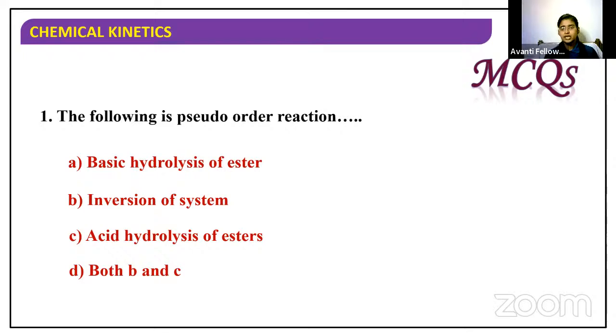So many of you are giving option B and C. So which is the correct answer? The following is pseudo first order reaction. The correct answer is option B and C, both. Inversion of sugar means inversion of cane sugar only. Inversion of sugar and acid hydrolysis of ester. So these two are the examples for pseudo first order reaction.